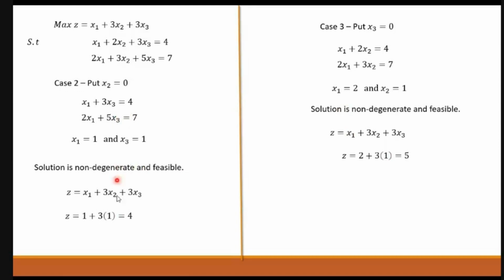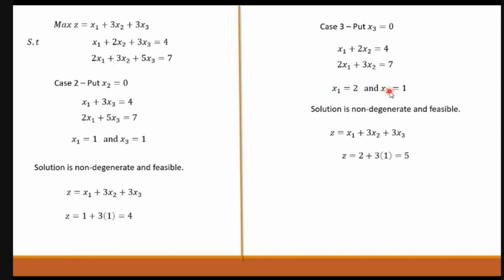One solution is x1 equal to 1, x3 equal to 1, z equal to 4, and the second case is x1 equal to 2, x2 equal to 2, and z is equal to 5. So what is the problem? It is maximize z. The problem here is maximum z. So in which case is the value of z maximum? In the third case, z is maximum. So this will become the final solution.